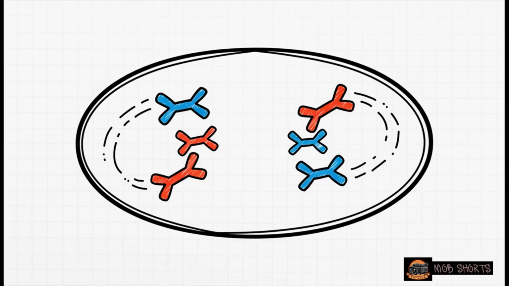These little things called spindle fibers act like cellular ropes. They grab on and pull the homologous pairs apart, dragging one whole chromosome from each pair to opposite ends of the cell. But look closely, the sister chromatids, those identical copies that make up each chromosome, are still stuck together.